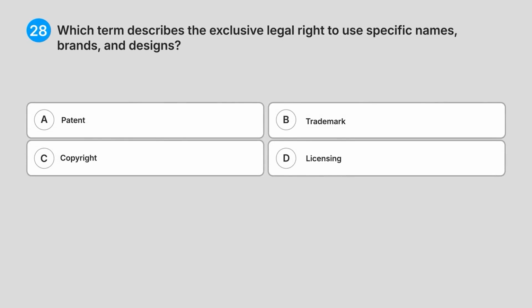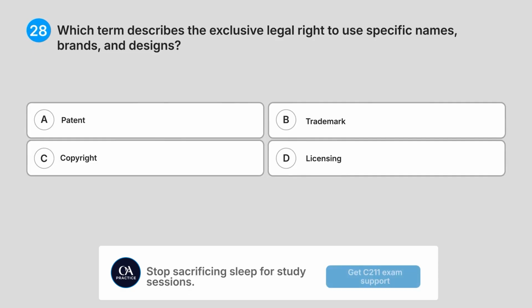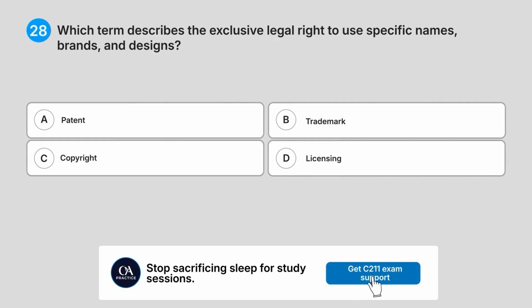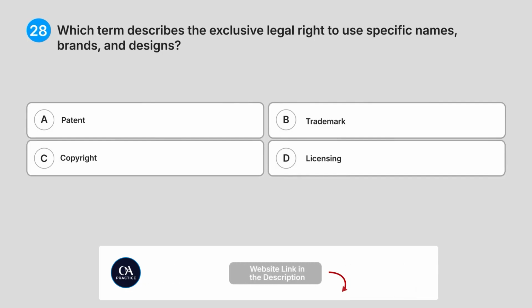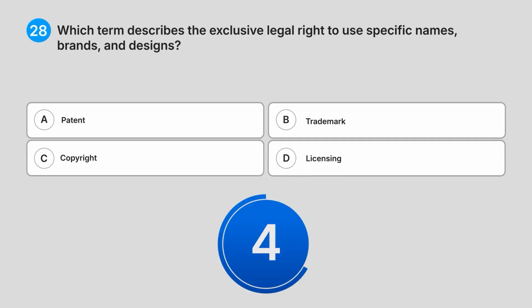28. Which term describes the exclusive legal right to use specific names, brands, and designs? A. Patent. B. Trademark. C. Copyright. D. Licensing. Can you guess the answer?